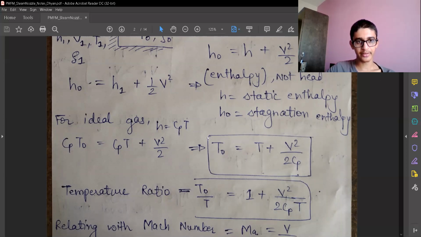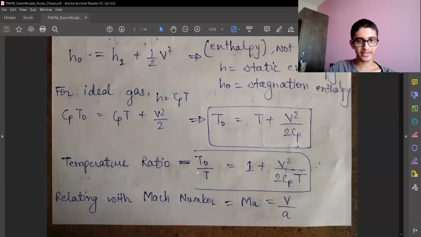So we can define this. This is only applicable for ideal gas, because H is equal to Cp T only for ideal gas. That means the enthalpy is only a function of temperature for ideal gas. For non-ideal gases or for liquids, the enthalpy is a function of temperature plus pressure. So you must recall these things very easily now. The stagnation temperature is T plus V square by 2 Cp, and the temperature ratio, stagnation temperature to actual temperature, is equal to 1 plus V square by 2 Cp T.